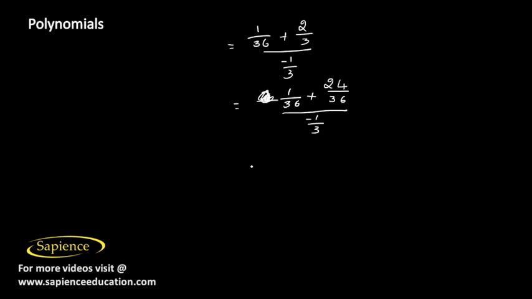Now they are having common denominator. So we can write this as 25 divided by 36 into, since this is in the denominator, we can multiply it as the inverse. So 3 by minus 1. This 3 will get cancelled with 36 and we will get 12. So the final answer will be minus 25 divided by 12. This is the required answer.